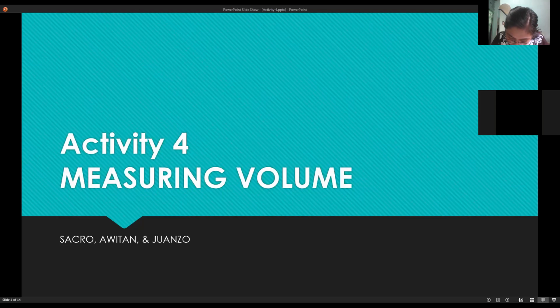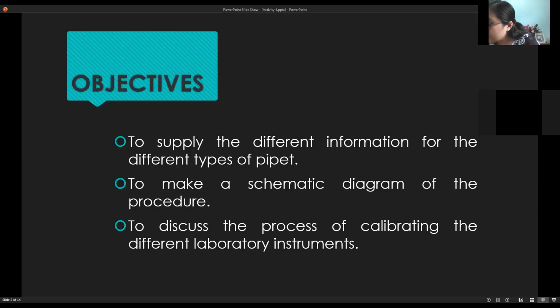Good afternoon, everyone. We're going to have our post-lab discussion for Activity 4, which is entitled Measuring Volume. For our objectives, first, to supply the different information for the different types of pipette. Second is to make a schematic diagram of the procedure. And last is to discuss the process of calibrating the different laboratory instruments.